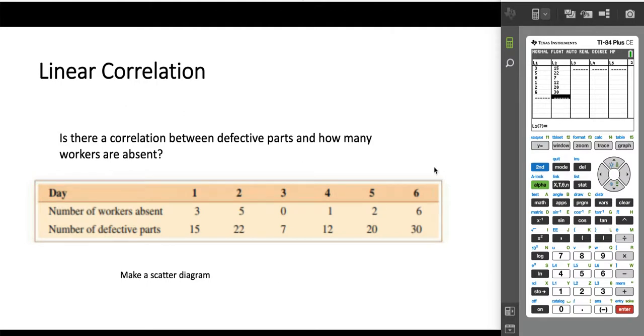You want to make sure it matches up. You have to have 3 and 15 across from each other, 5 and 22 from this list, right? So make sure the data matches up. Make sure you have it all in there. We have 6 pieces of data. Just make sure you entered it correctly.